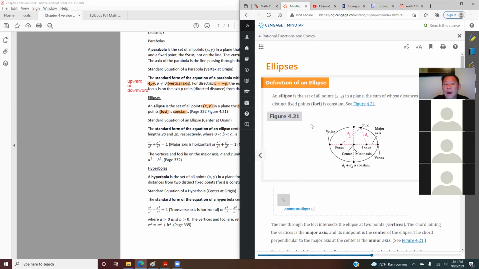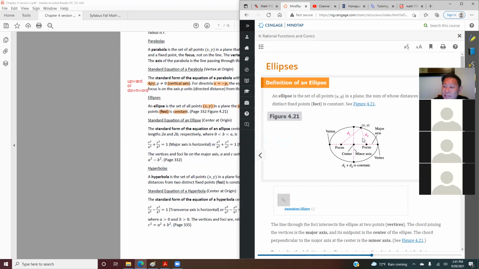And for an ellipse, we have two types of axes. The longer one is called the major axis. The shorter one is called the minor axis. The major axis has all the goodies in there.